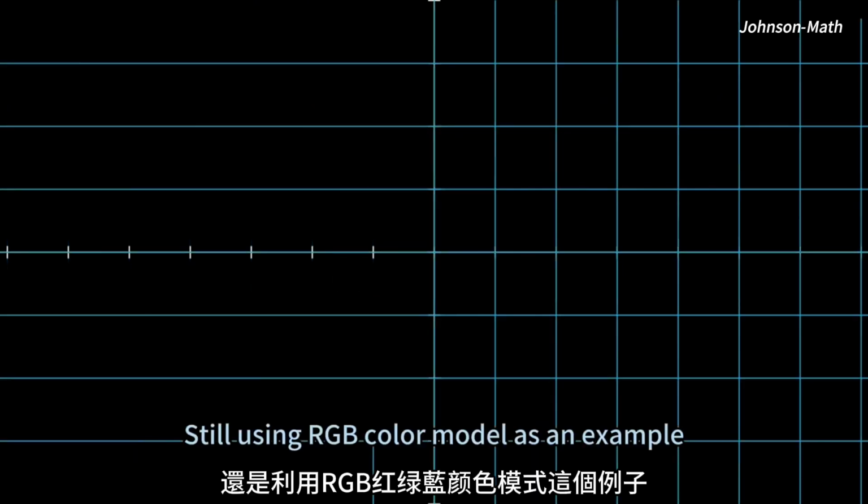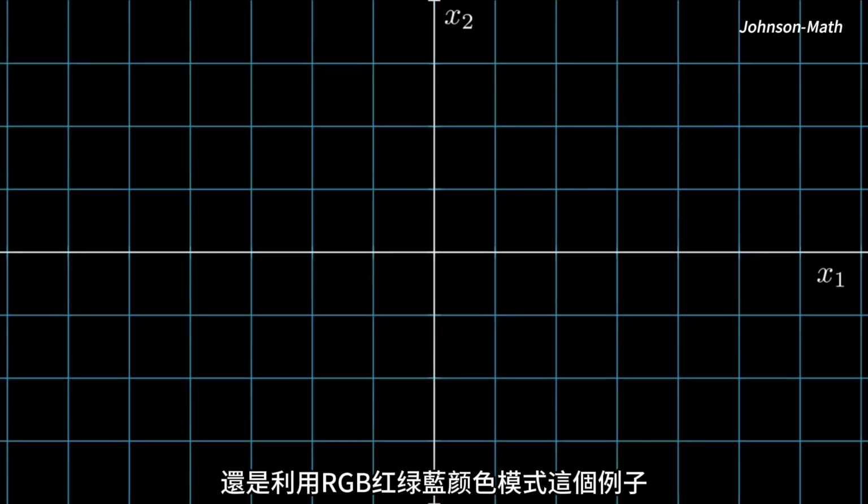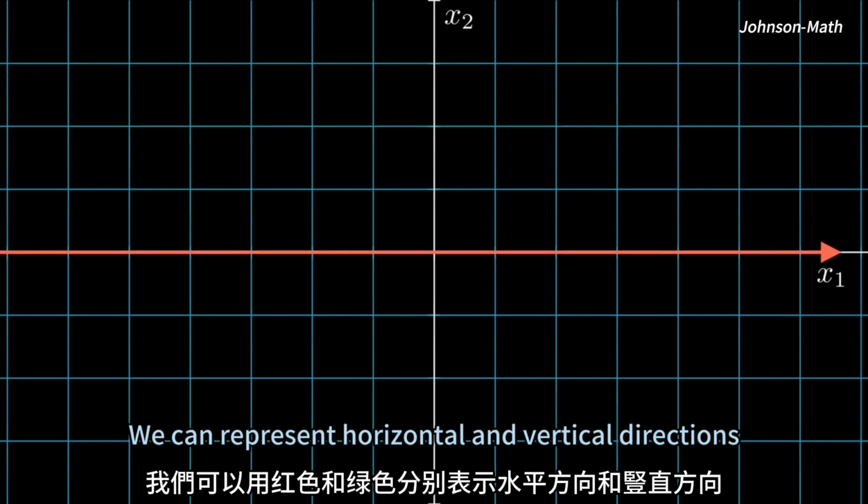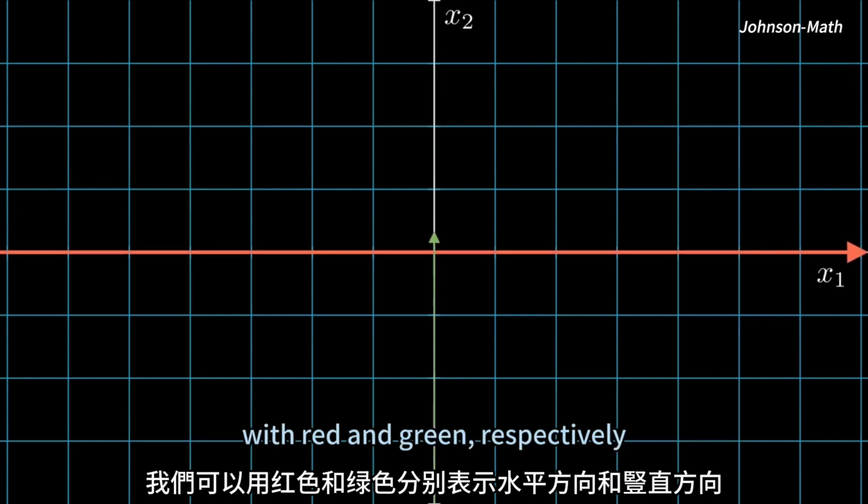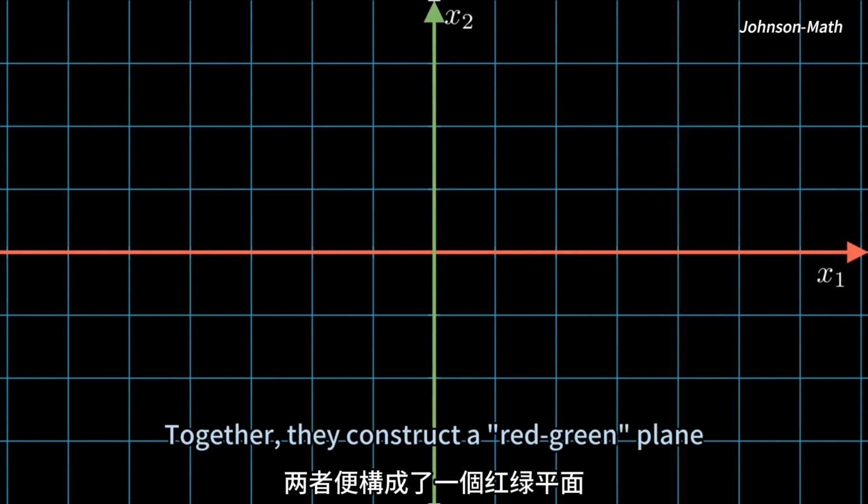Still using the RGB color model as an example, we can represent the horizontal and vertical directions with red and green respectively. Together, they construct a red-green plane.